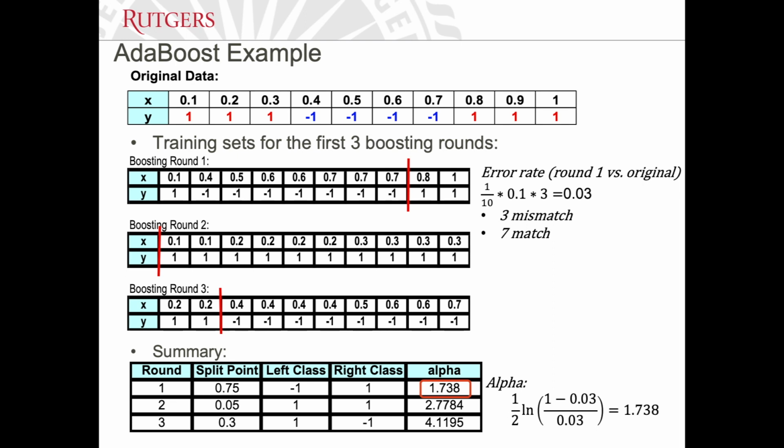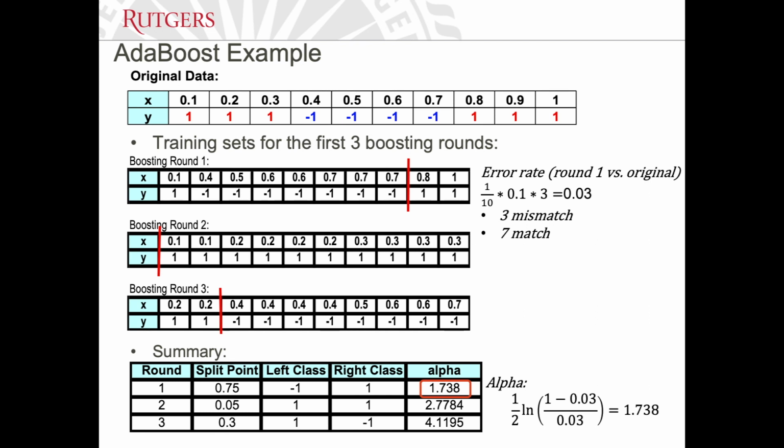So for the training set, in the first round, the splitting point is 0.75. So in this case, on the left of 0.75, all the points are classified as negative 1. On the right of 0.75, all the points are classified as positive 1. And for the second round, the splitting point is 0.05, which means all the instances are classified as positive 1. And for the third round, the splitting point is 0.3. So on the left of 0.3, all the points are classified as positive 1, and on the right of 0.3, all the points are classified as negative 1.